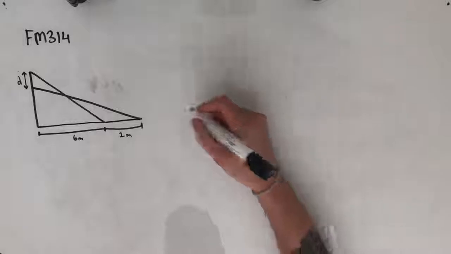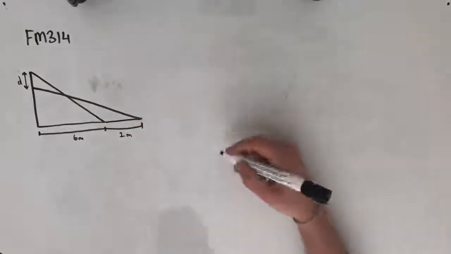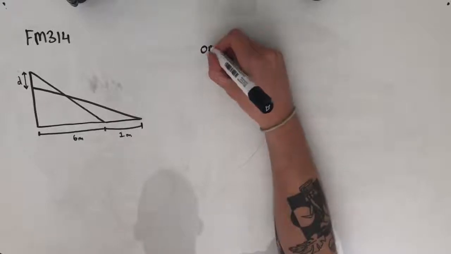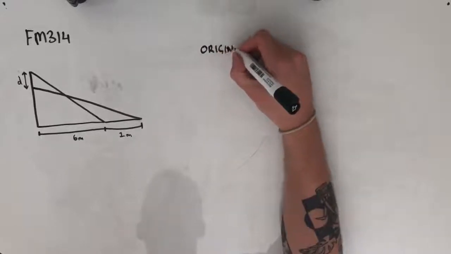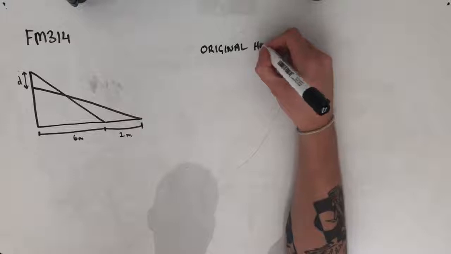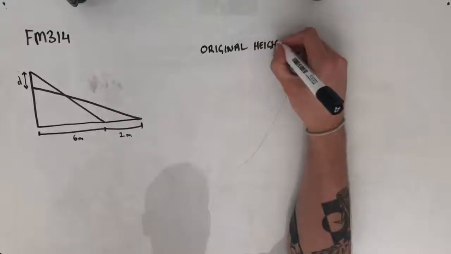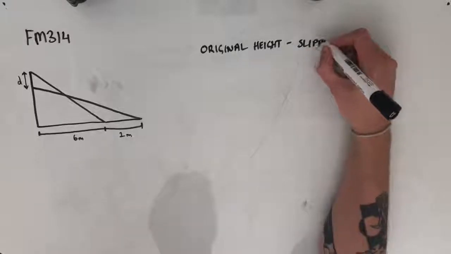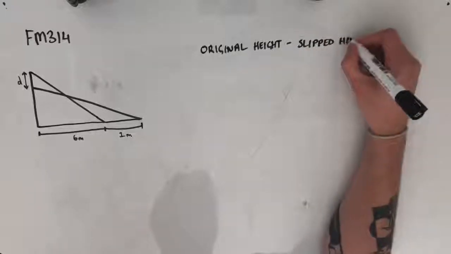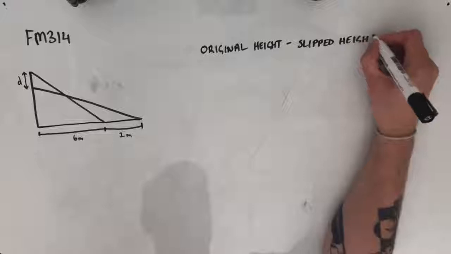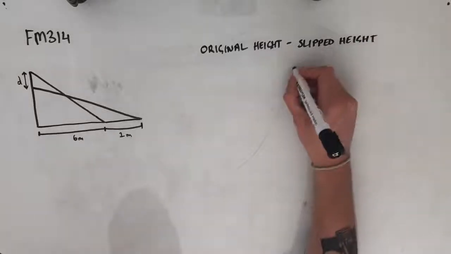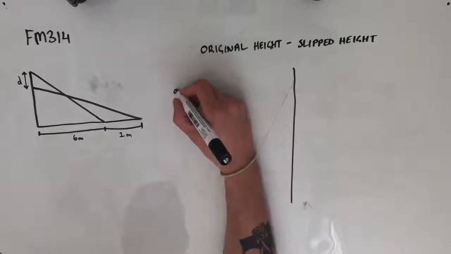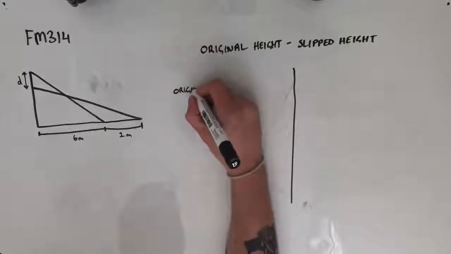So in order to figure out this difference in height, I'll create a little setup. To figure out what that difference in height would be, we're going to need the original height and we're going to subtract the height after it slips from that. So we're going to figure out two things. So we're going to start with the original.